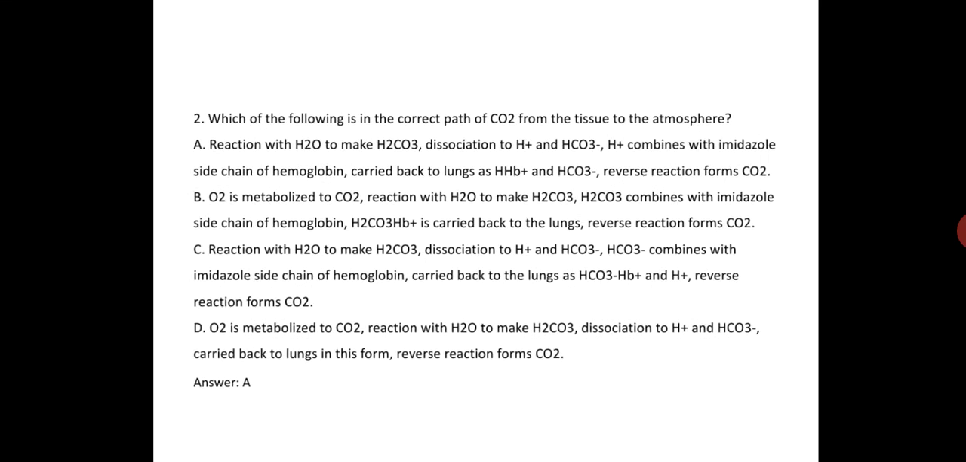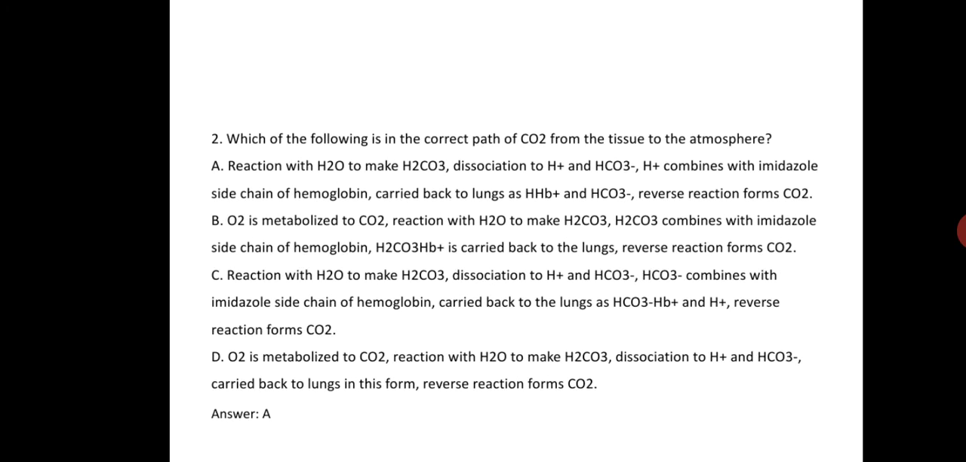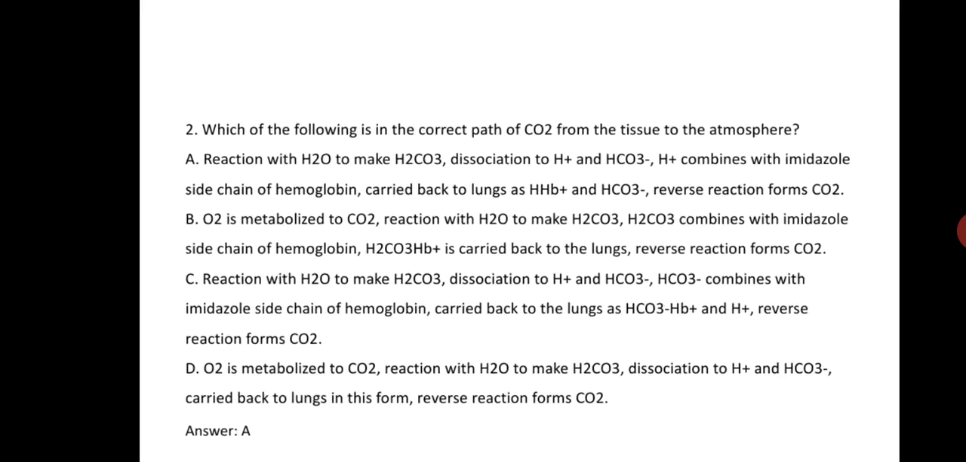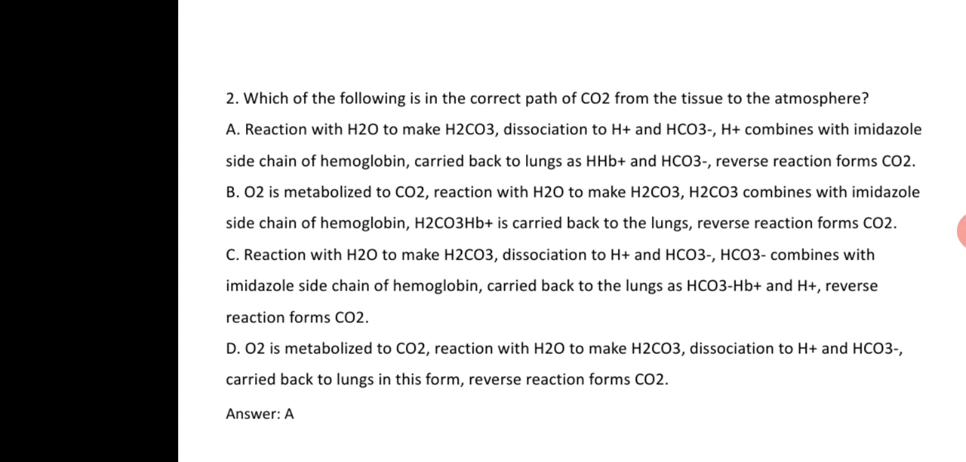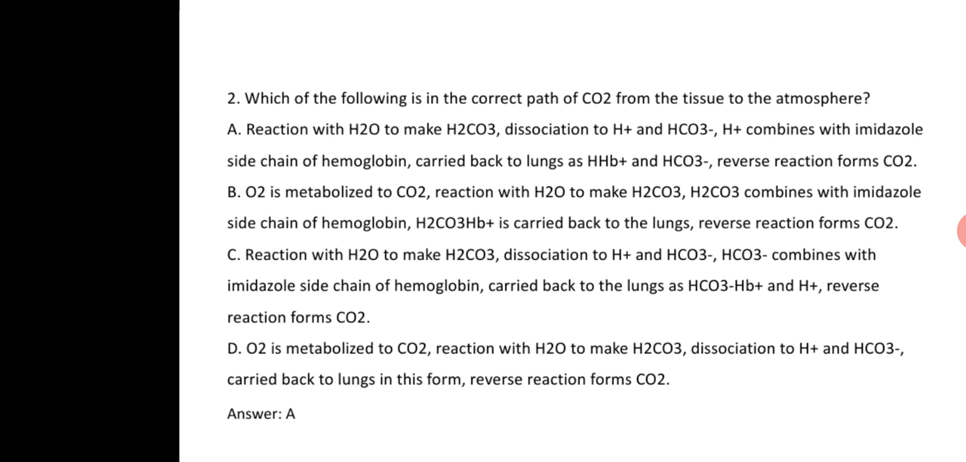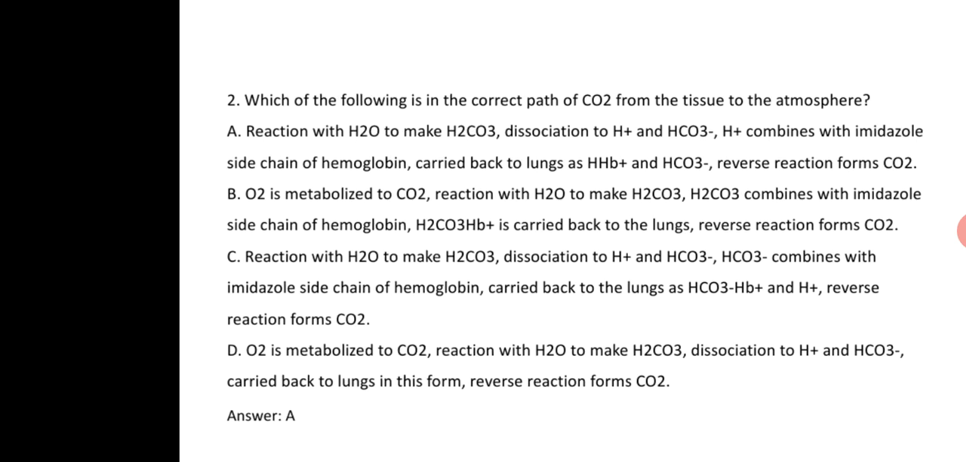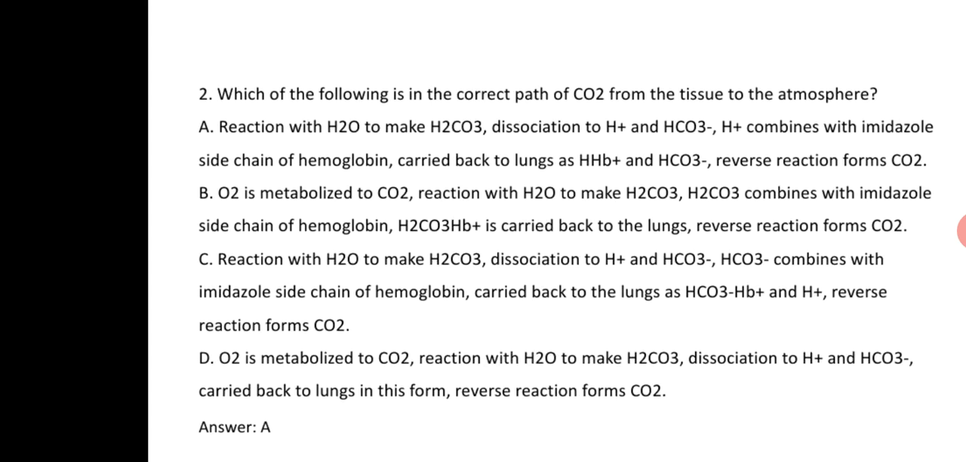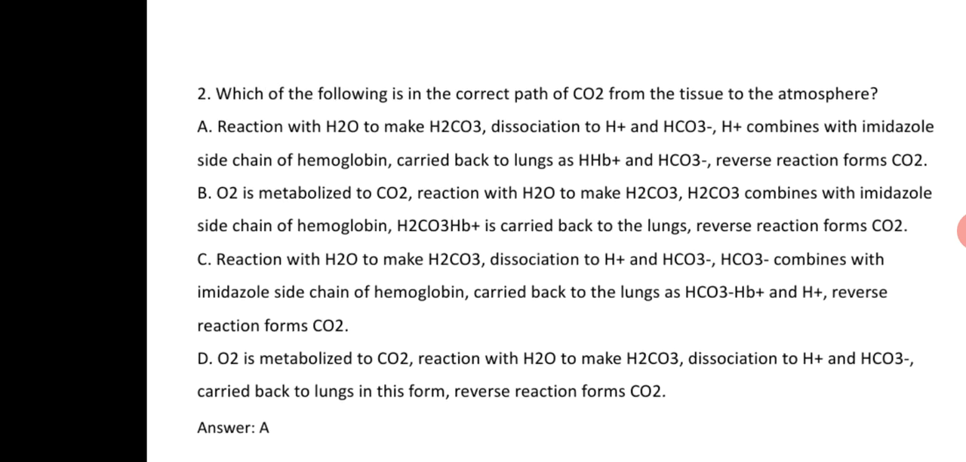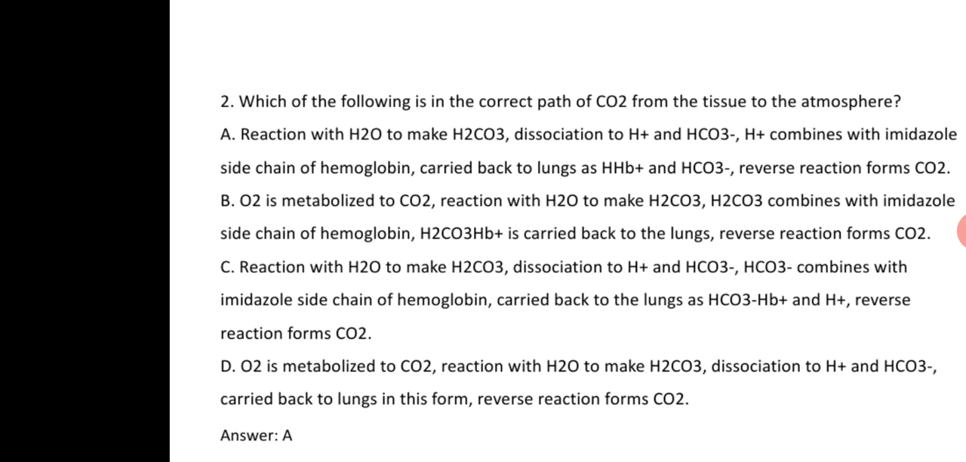The second one is, which one of the following is the correct path of carbon dioxide from the tissue to the atmosphere? The answer is A, that is reaction with water to make H2CO3, which dissociates to form H+ and HCO3-. Again H+ combines with the imidazole side chain of hemoglobin, carried back to the lungs as HHb and HCO3-, and reverse reactions form carbon dioxide. This is the answer.